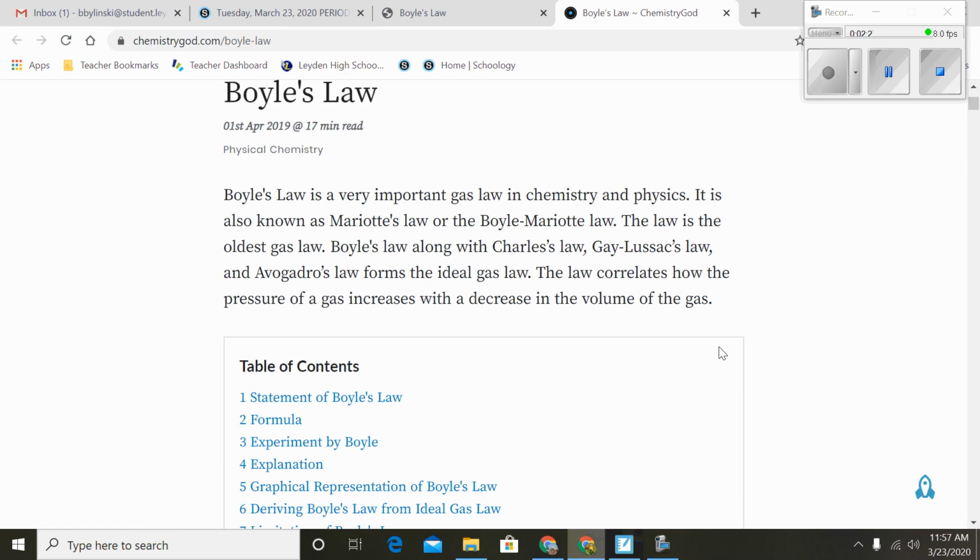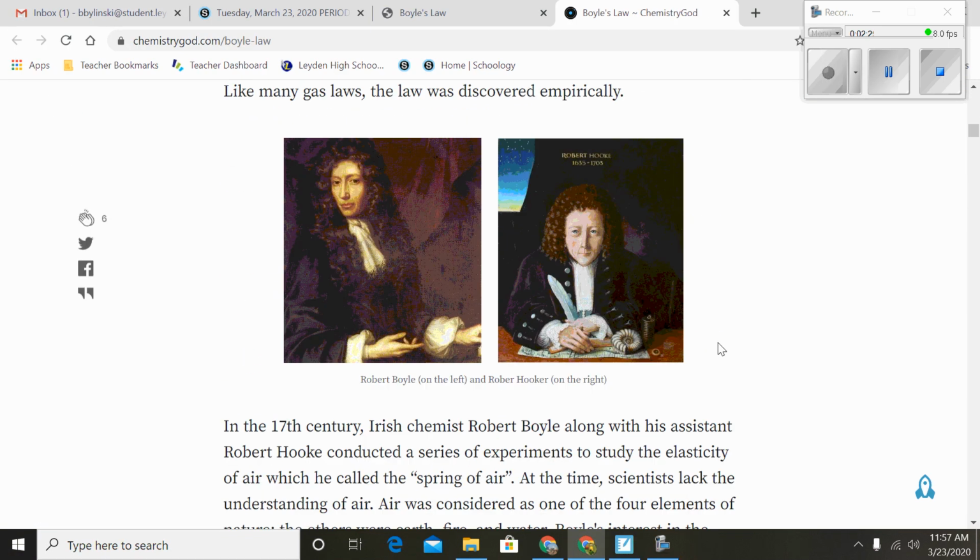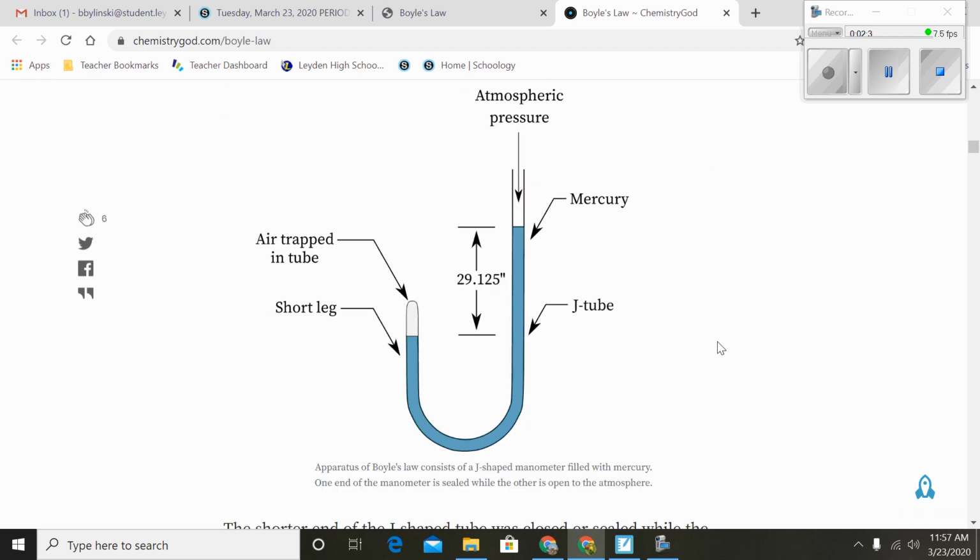All right, so what you're looking at here, let me get to it. This is called a manometer. It's a J-shaped tube. This was more of a J-shaped tube. I think they don't have to be a J. They could be just like a big U tube at this point. And what he did is he put some mercury in there. So that blue color that you see is liquid mercury.